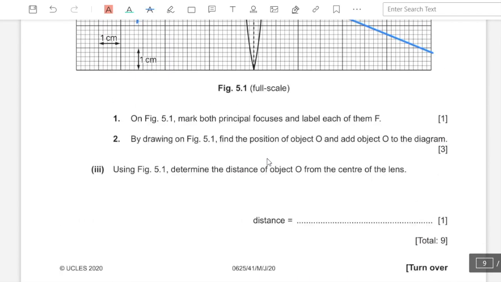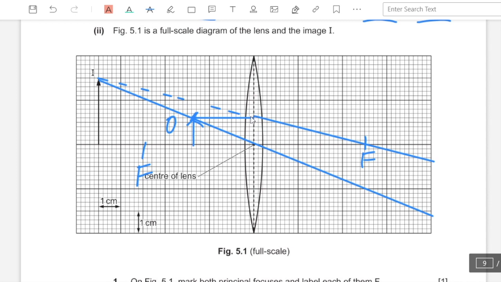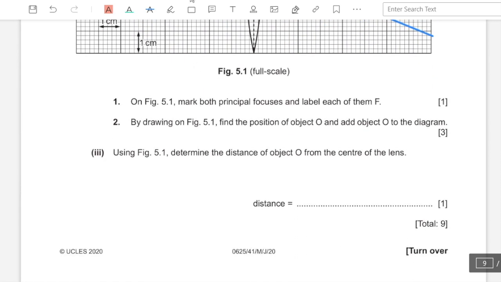3. Using figure 5.1, determine the distance of object O from the center of the lens. So this is the center of the lens. We have 2, 4, 6, and 7, since this is halfway between the two units. So this is 2.7 centimeters.